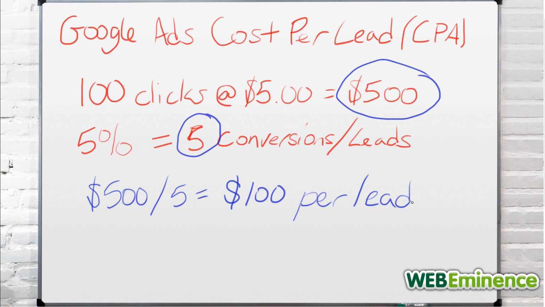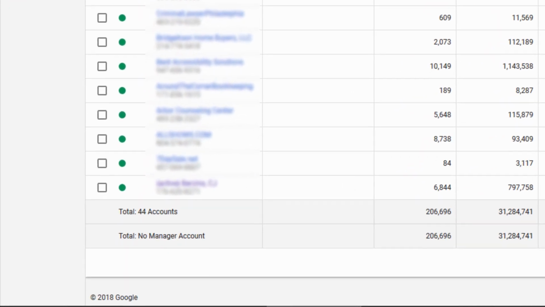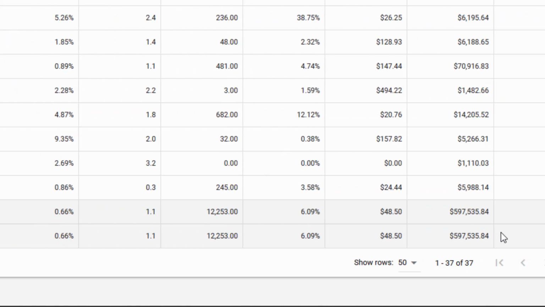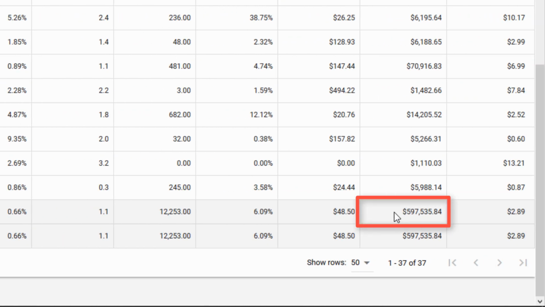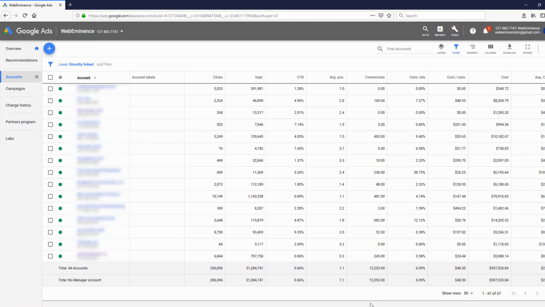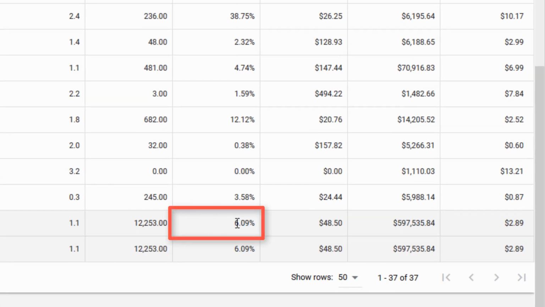Let me show you some real numbers because I'm just using some assumptions here based on averages. If I go to my Google Ads Manager account, you can see this covers 44 accounts over the last 365 days for a spend of nearly $600,000 and over 200,000 clicks. So we were assuming a 5% conversion rate for that example, and my conversion rate over this time period was 6% across all these accounts. Again, that includes form submissions, sales, and phone calls for the most part.